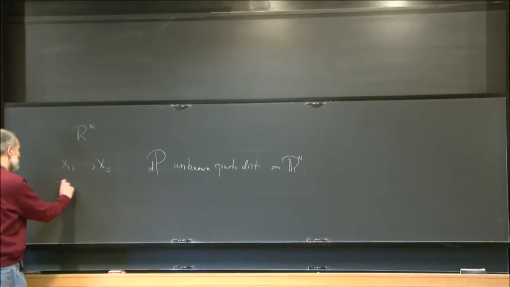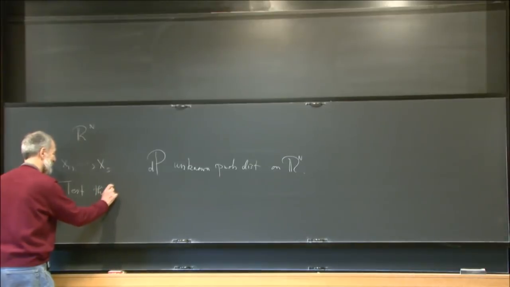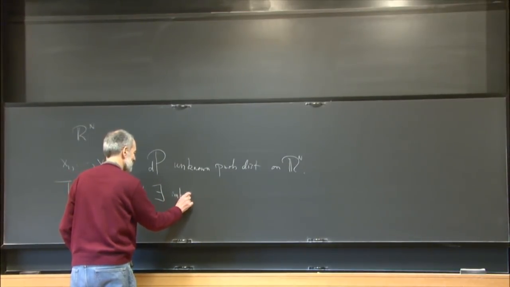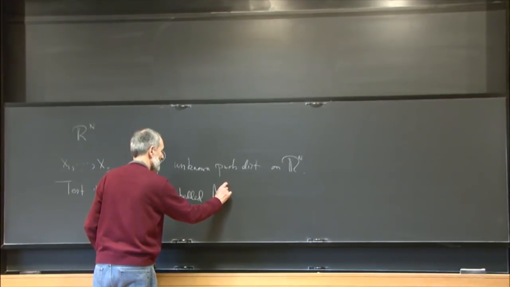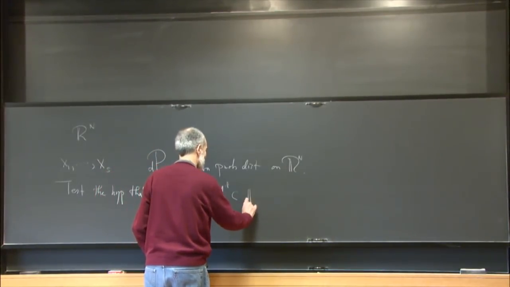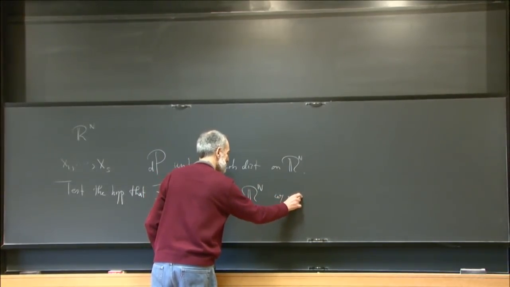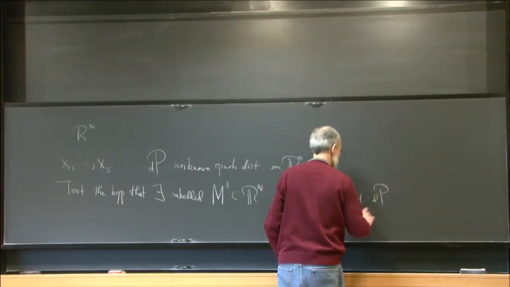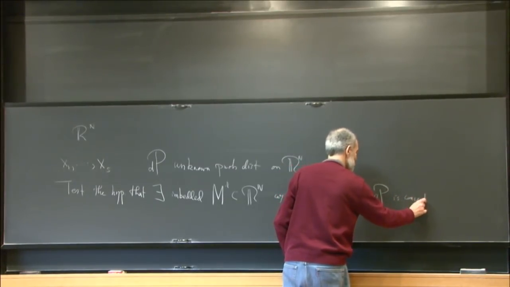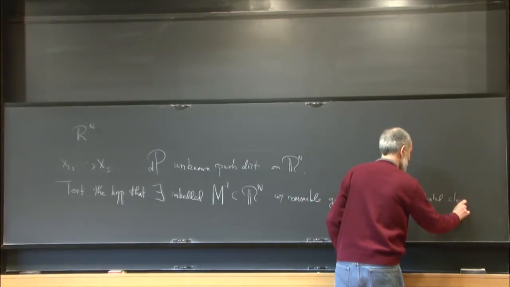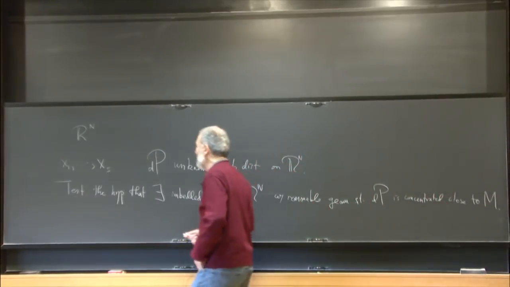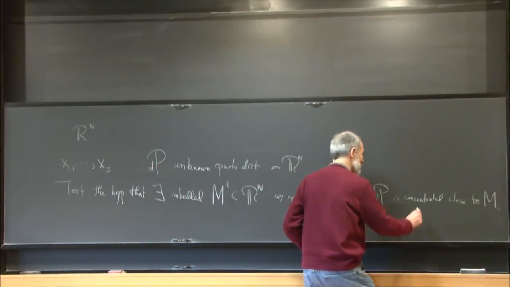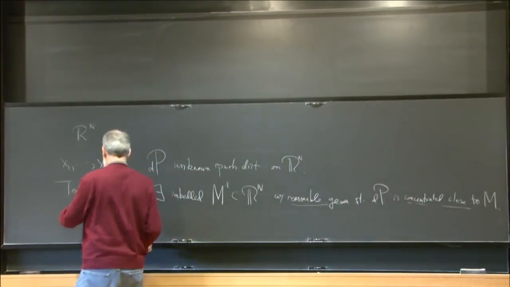So we want to test the manifold hypothesis. We want to test the hypothesis that there exists an embedded manifold M of some lower dimension, let's say D, sitting inside Rn with reasonable geometry, such that dP, this probability distribution, is concentrated close to M. Now, that's the extrinsic problem. Of course, this problem is not well formulated. What does reasonable geometry mean? What does concentrated close to M mean? And for that matter, what does it mean to test the hypothesis?